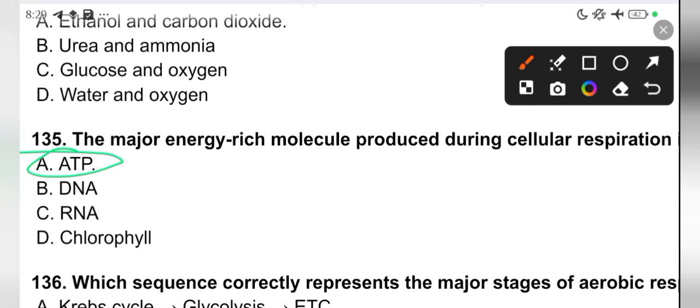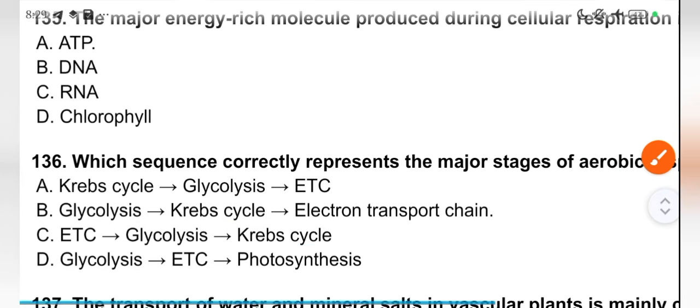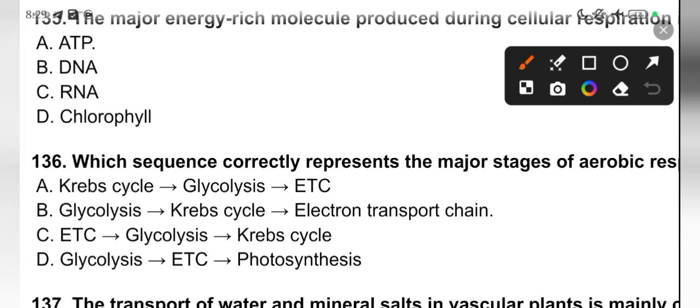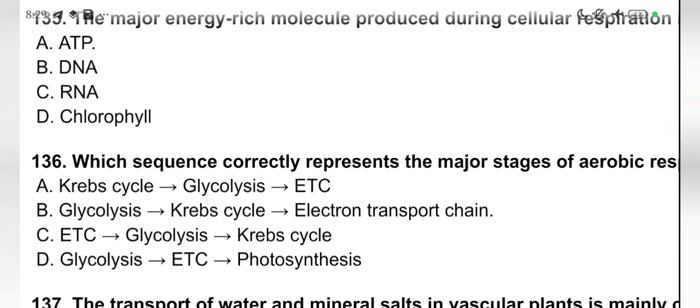You can see we have answered two questions where the answer is ATP, but different questions. Which sequence correctly represents the major stages of aerobic respiration? So we have glycolysis first, then we have the Krebs cycle, then we have the ETC, that's the electron transport chain.